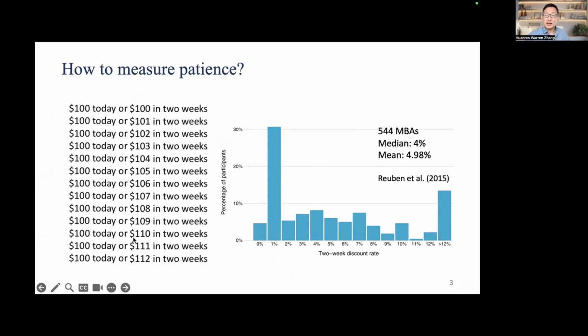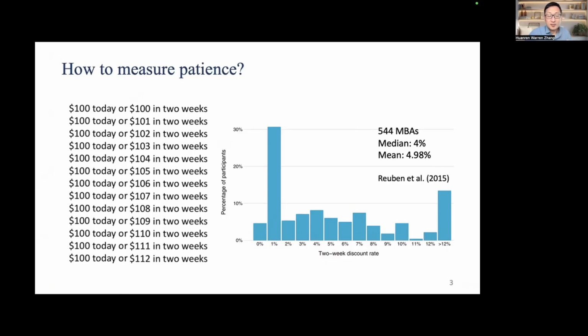If you do not switch at all, it means that 12% of additional payment would not induce you to wait. So it means that your discounting rate is actually greater than 12%. If this discounting rate is smaller, that means you are more patient. If it's larger, that means you are more impatient.